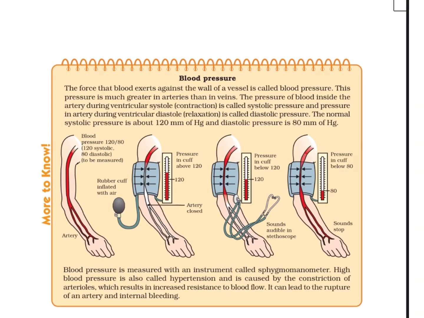The pressure of blood inside the artery during ventricular systole, that means during contraction, is called systolic pressure, and the pressure in artery during ventricular diastole, that means relaxation, is called diastolic pressure. The normal systolic pressure is about 120 mm of Hg and the diastolic pressure is 80 mm of Hg.